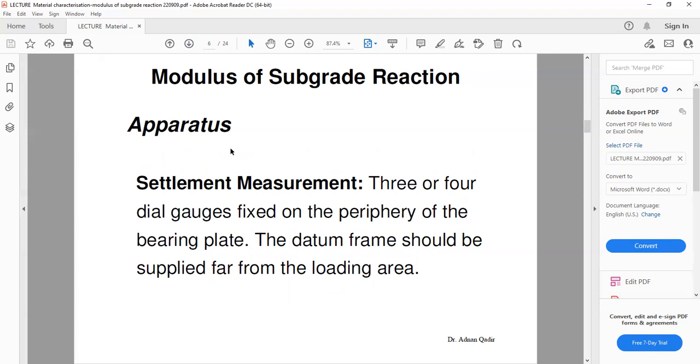These dial gauges must have a least count of, say, 0.001 inches, or they can be linear vertical displacement transducers (LVDTs), so that the settlement, even a minor settlement, can be recorded.